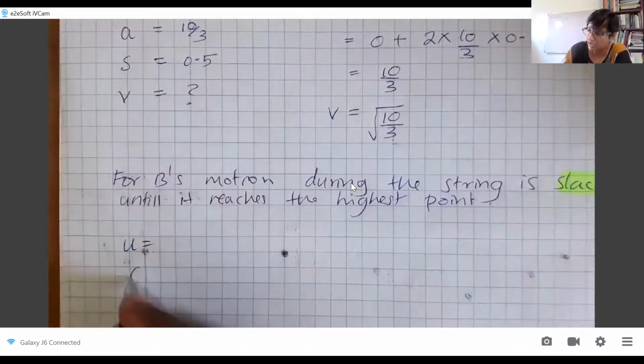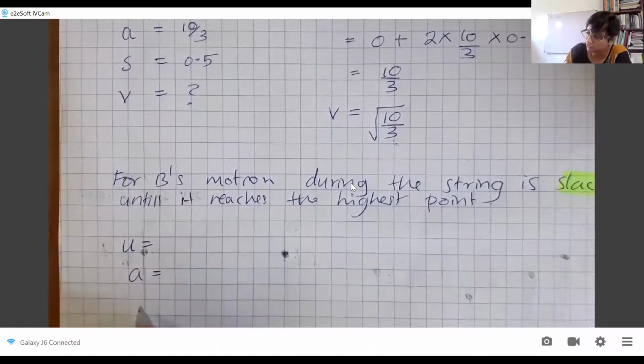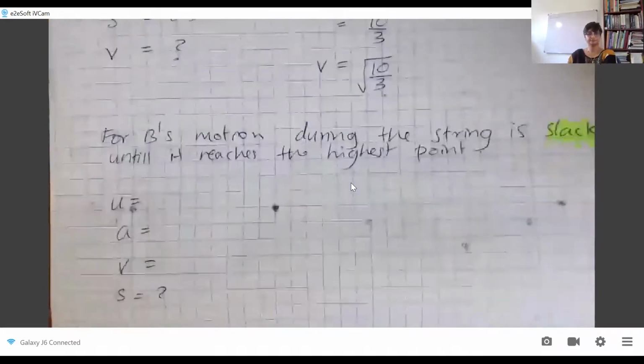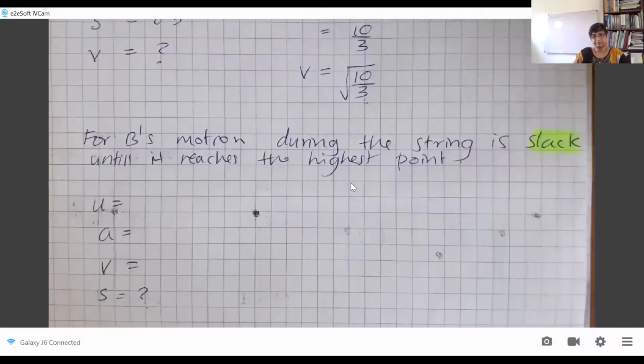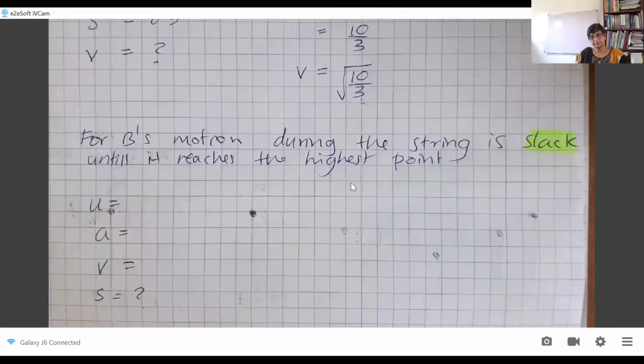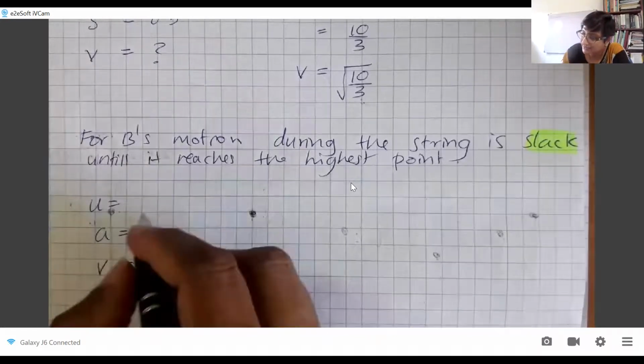So for that part, I know U, it's what we found there. I know A, I need to find S. What else do I know? I know V. Can you write what those are? S is what I'm interested in finding. What's U? Mihir, what is U? U is root 10/3, right? Yeah.